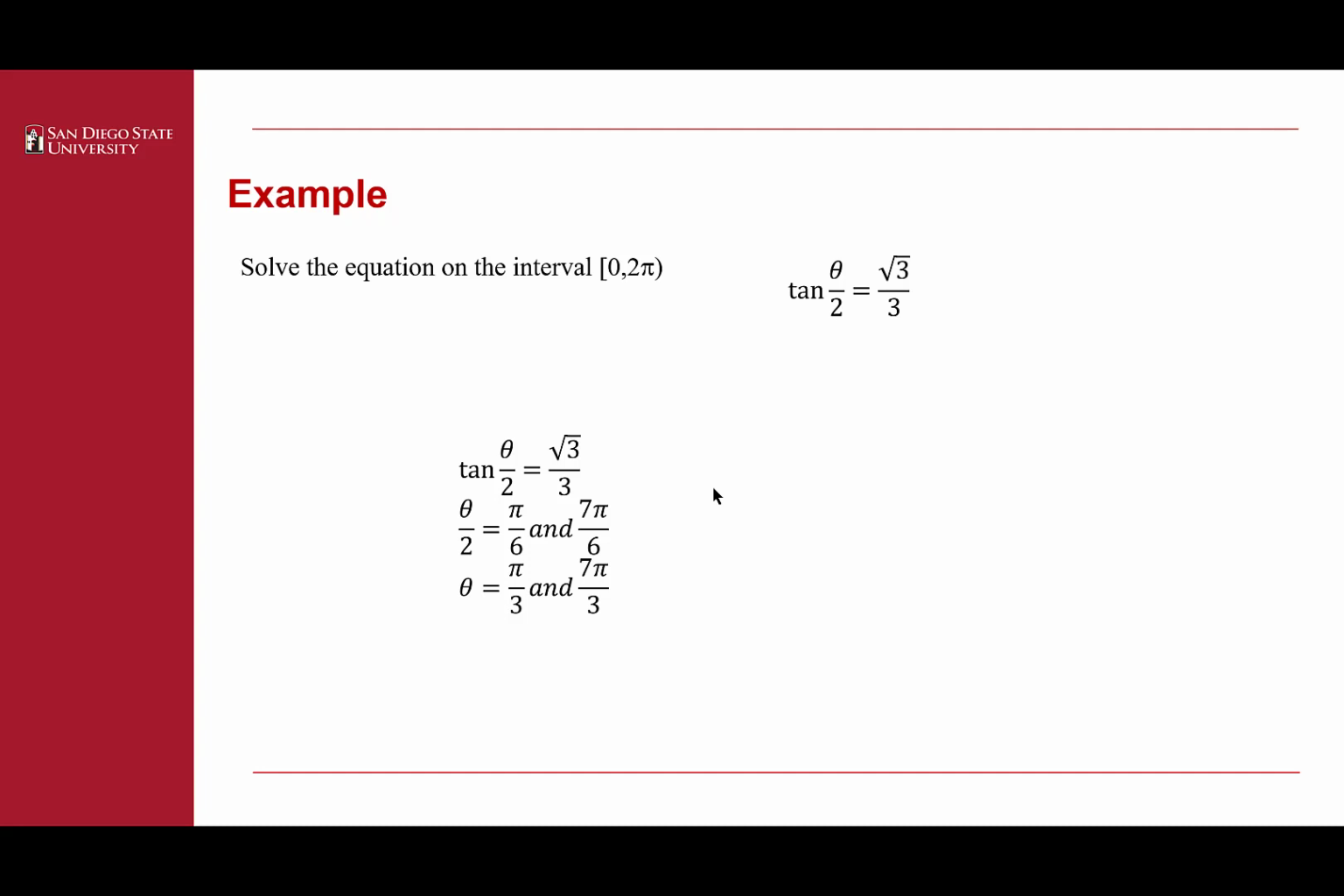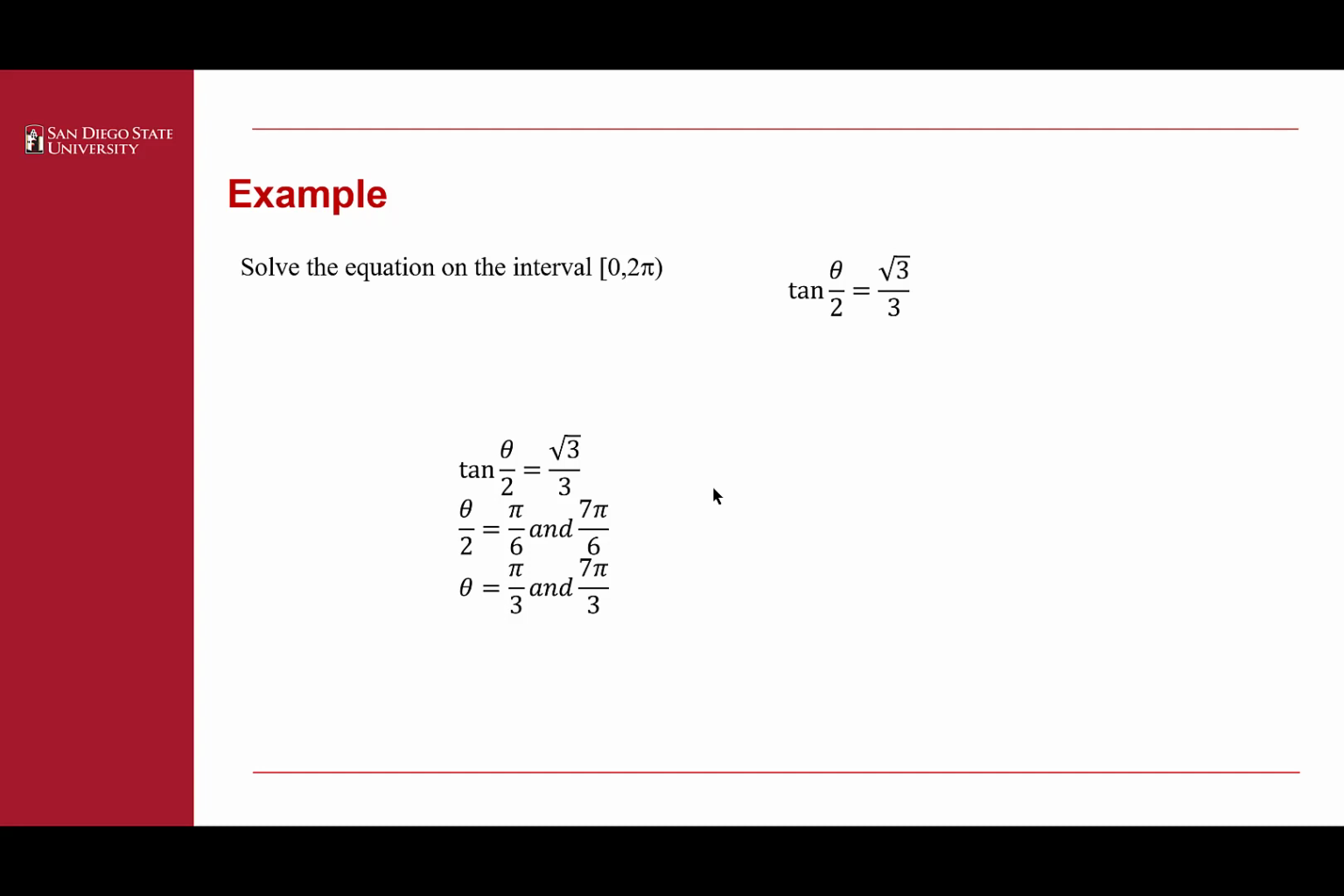In this example, we have the range interval from 0 up to 2 pi for the angle theta. And the equation is tangent theta over 2 equals square root 3 over 3. Here, we do not have only theta, but theta over 2 in the tangent function. This is not hard, but we just have to pay attention.